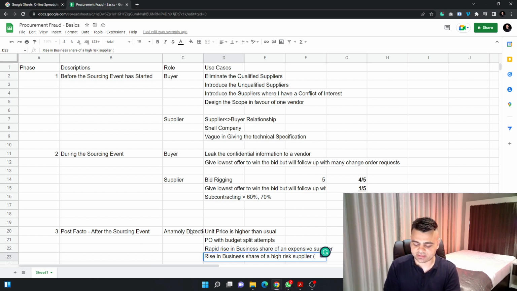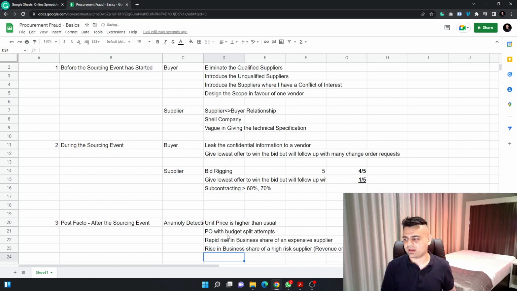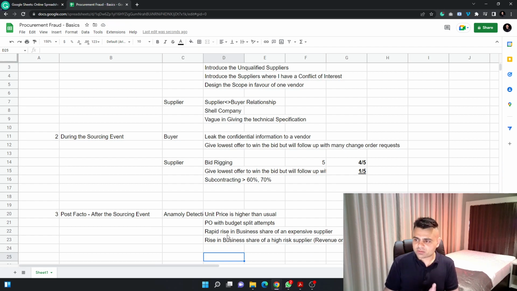What do I mean by high risk? Is the revenue or profit of the supplier less than the PO value? Okay, and you can decide how much threshold you want to keep. These are some of the use cases.